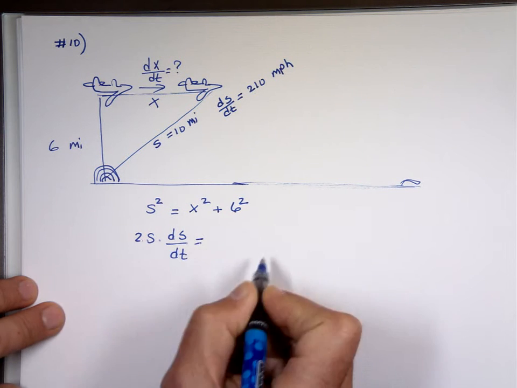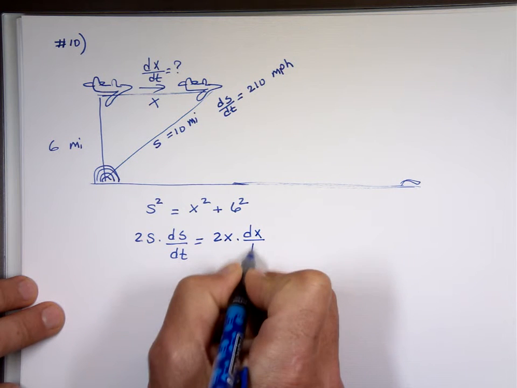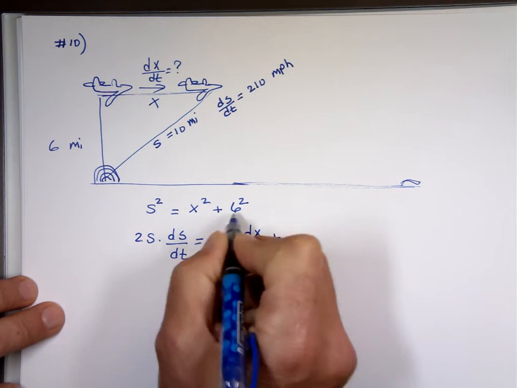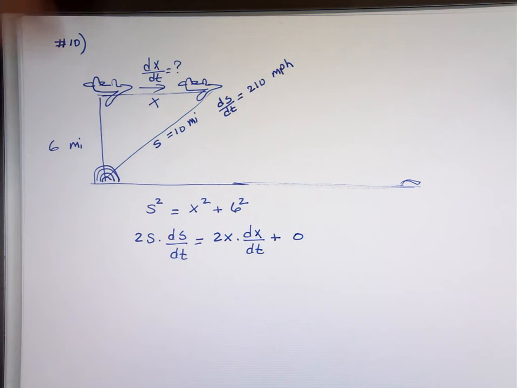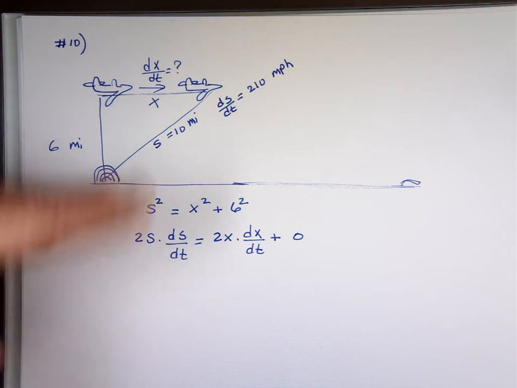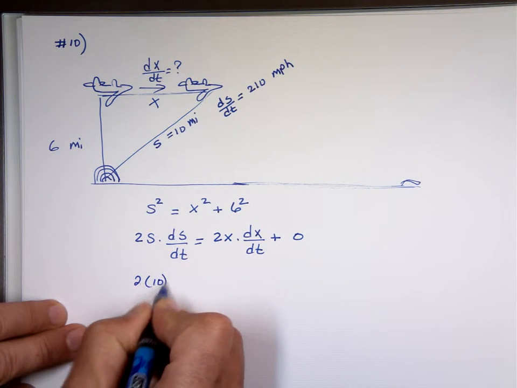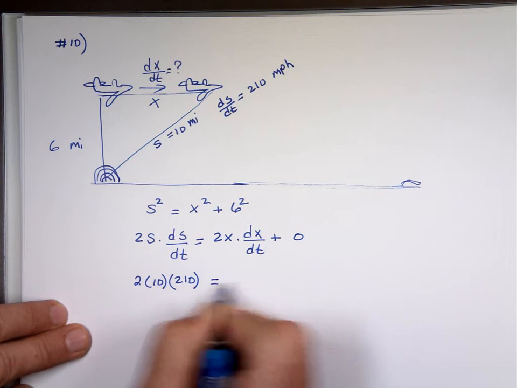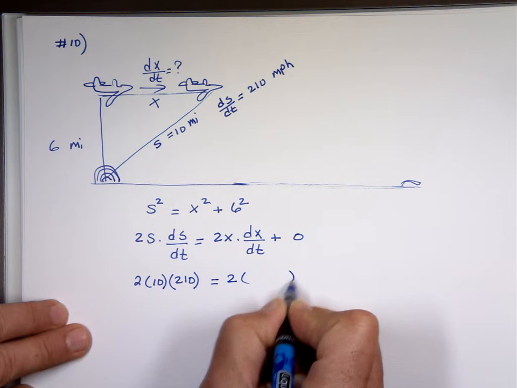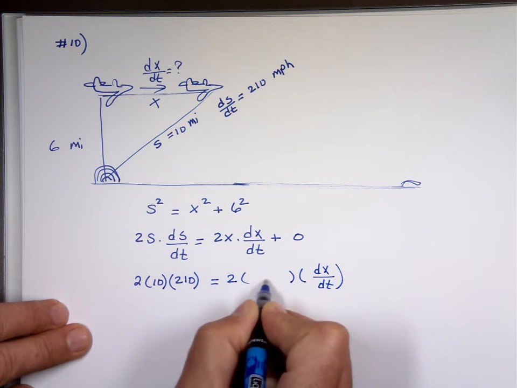The derivative of x squared is what? 2x times dx/dt. 6 squared is 36. What's the derivative of 36? 0. That's a constant. Plug in the values. You should be able to solve for dx/dt. 2 times s is 10. ds/dt is what? 210. 2 times x, I'm looking for dx/dt, but I'm missing an x here.